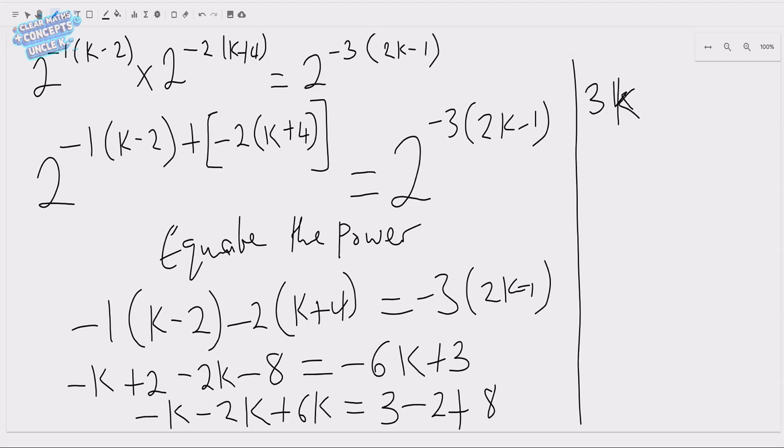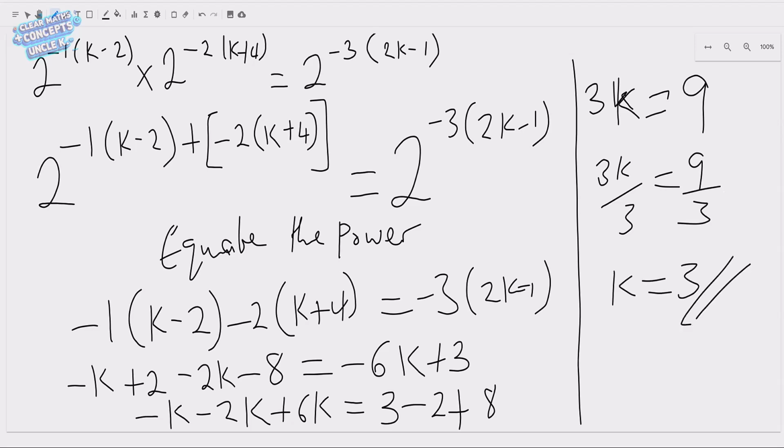So 3k equals what? 3 minus 2, that's 1. 1 plus 8, that's 9. So we divide both sides by 3. So you have 3k over 3, and you have 9 over 3. So you have k equals what? Plus 3. That's a theory question. That's why I showed you.